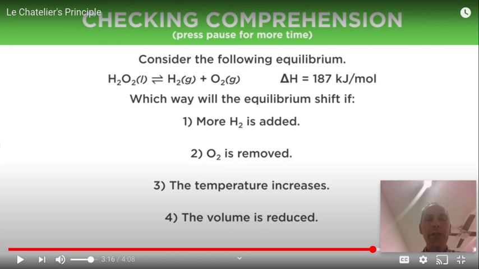If you reduce the volume, you increase the pressure. So if the pressure is increased, Le Chatelier will decrease the pressure. Which side does it move to decrease the pressure? Left, because the right side has 2 moles of gas, and that would be the high pressure side.